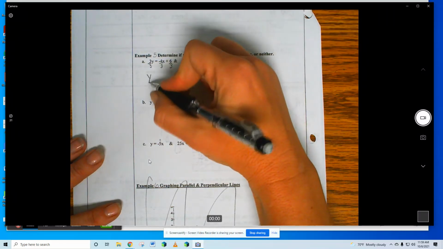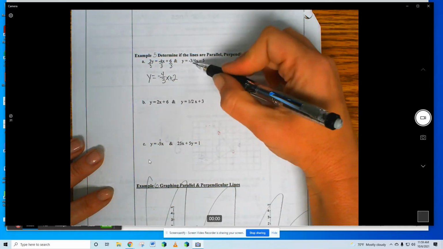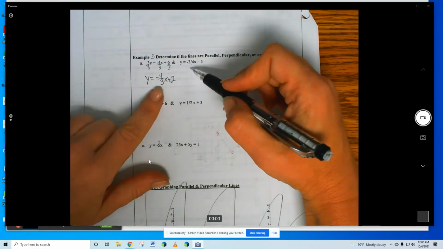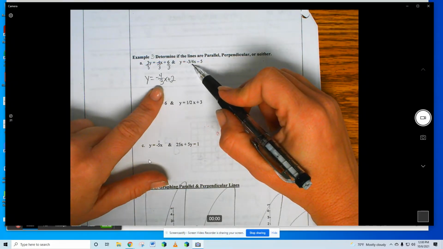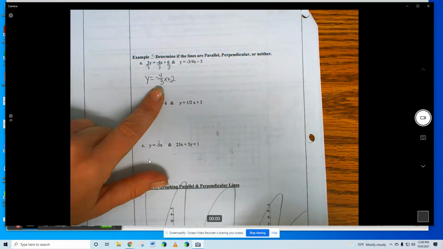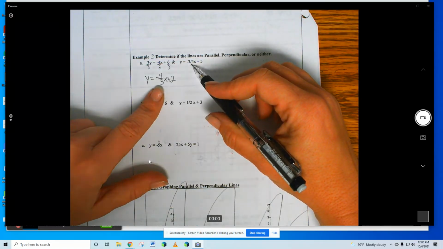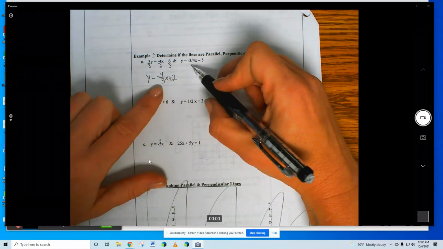So y equals -4/3 x plus 2. That one's fixed, and this one's already fixed. So 5a. Parallel? Are they the same? -4/3 and -4? They're not the same. Are they perpendicular? Opposite reciprocal? No, because they're not opposite signs. They're both negative. So these are what? No, because they're not the same.